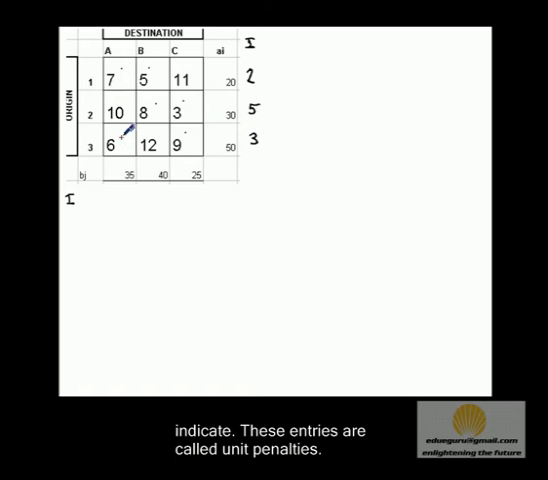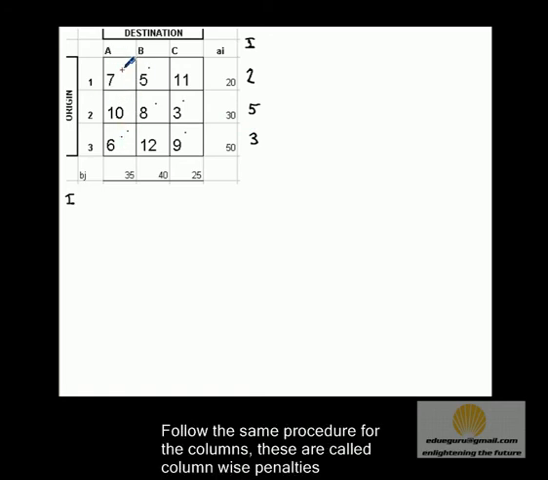Once the rows are over, we'll follow the same step for the columns. In column 1 we have 6 as the least and 7 as the second best cost, and the difference between the two is 1. In the second column we have 5 and 8, and the difference involved is 3. We'll put 3 against that. In the third column we have 3 and 9. We'll put 6 against this column.